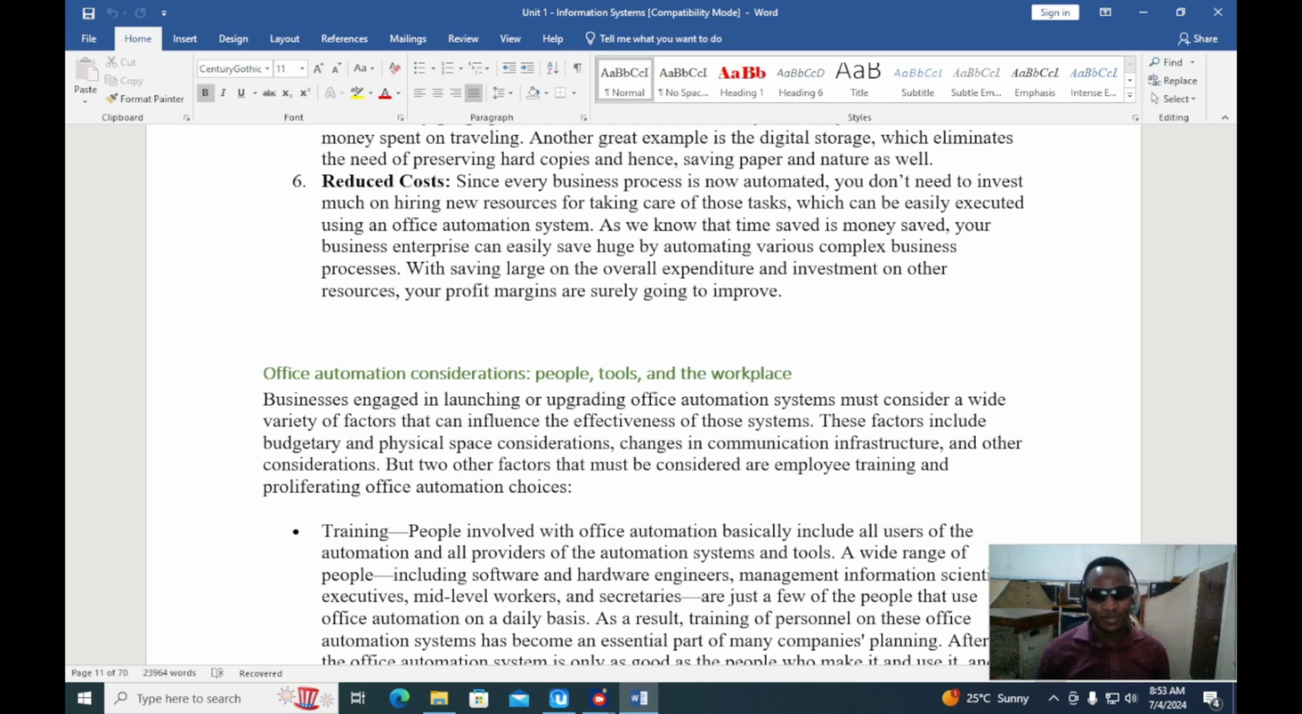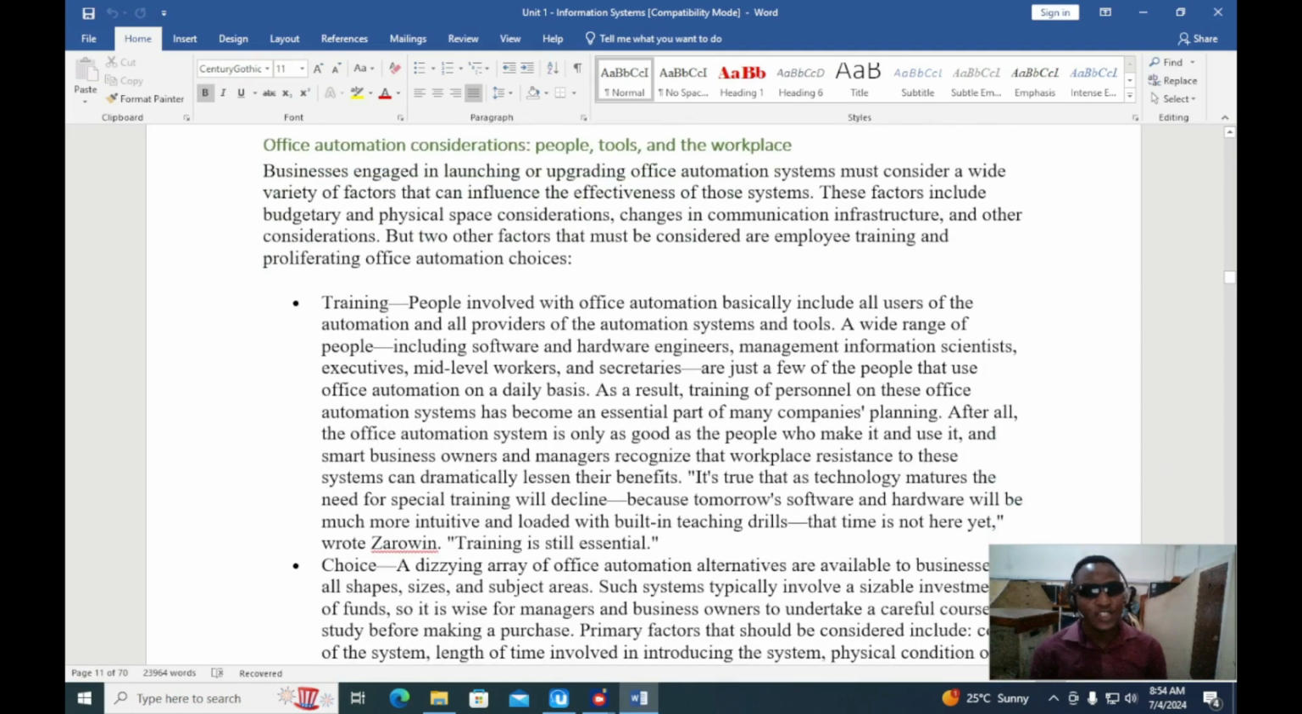So as a business, you can save a lot of money by making sure you're automating various complex business processes, and that is going to save on the overall expenditure, that is going to save on the overall investment, and that is going to save on your resources, and that is going to increase what we call the profit margins.